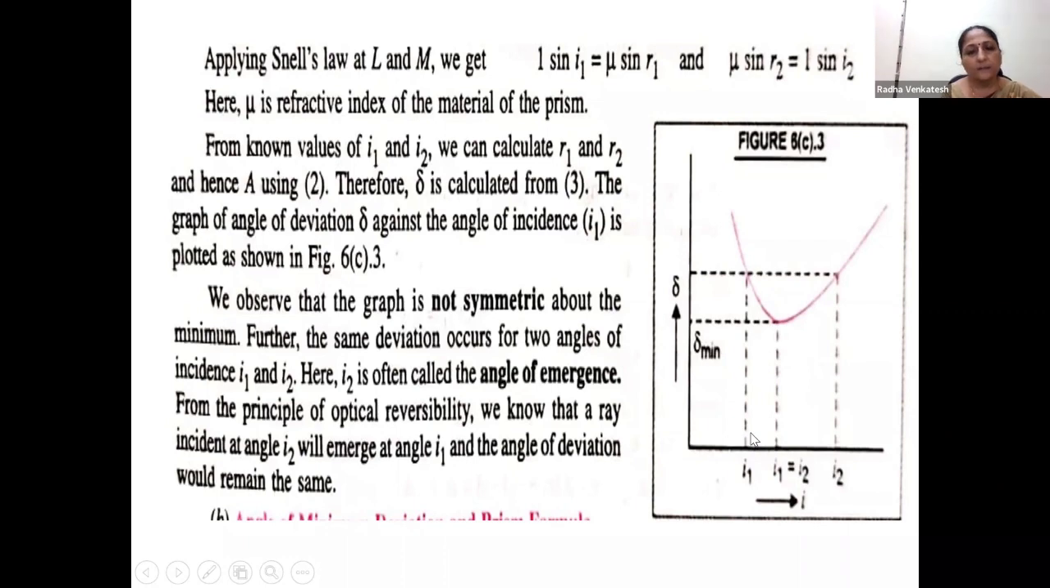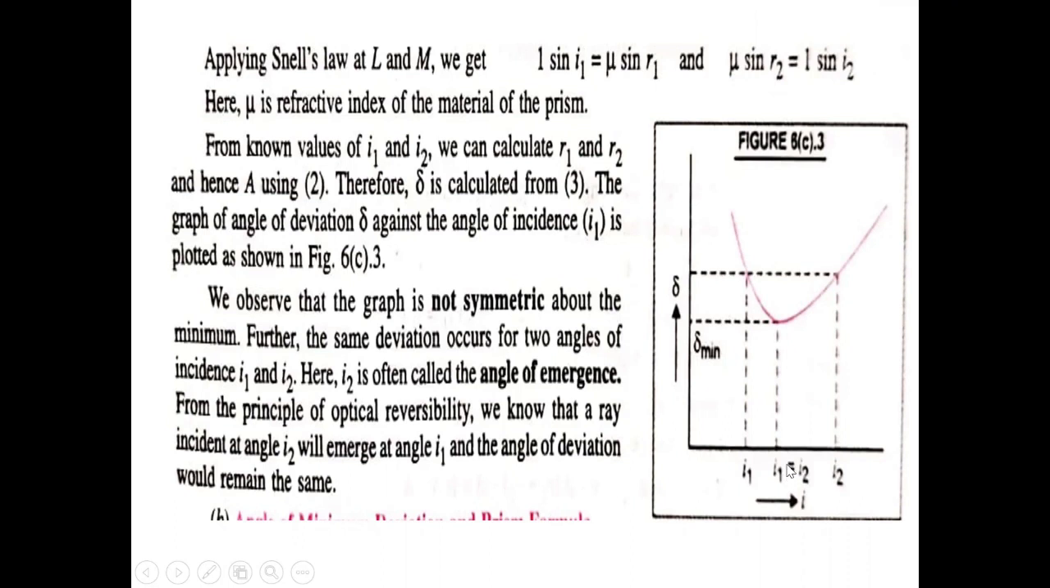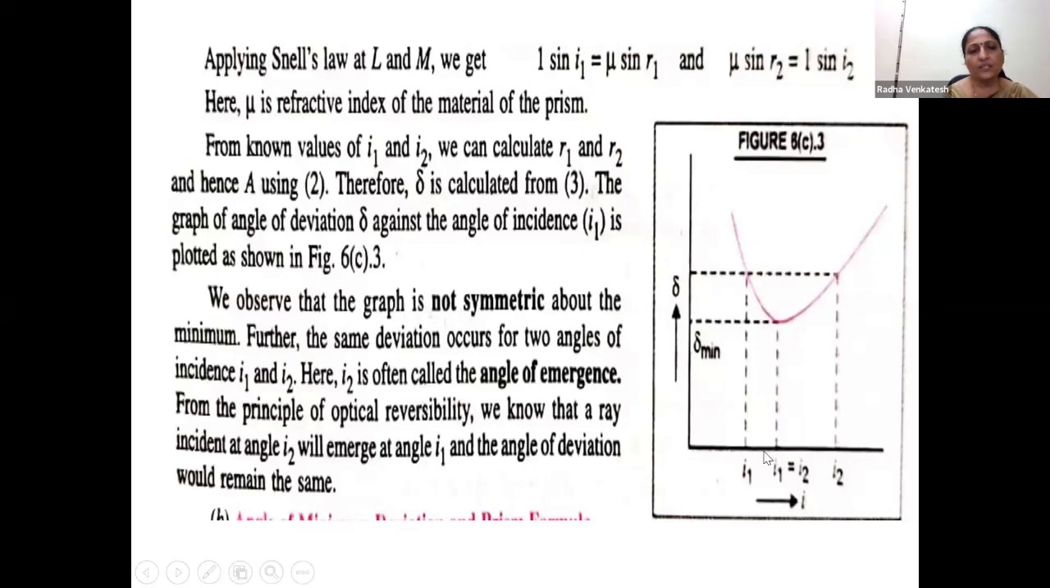Do you realize that? Why is it the same? Why do you think it is the same? How do you explain that there can be two angles of incidence for which the angle of deviation will be the same? Justify or explain.